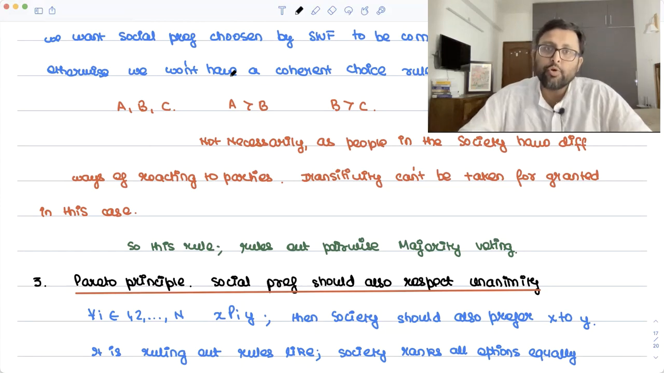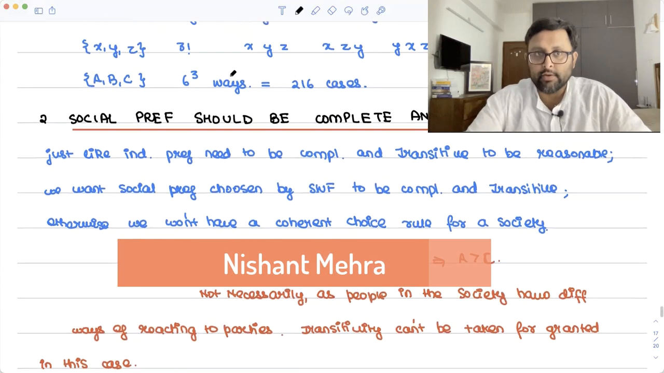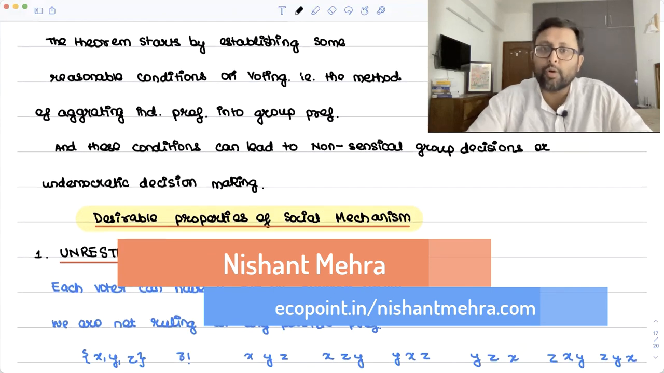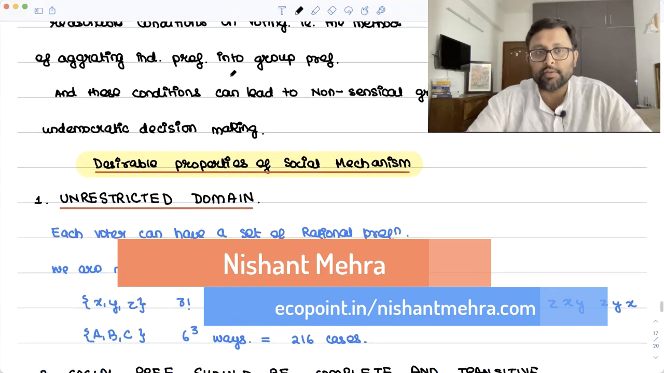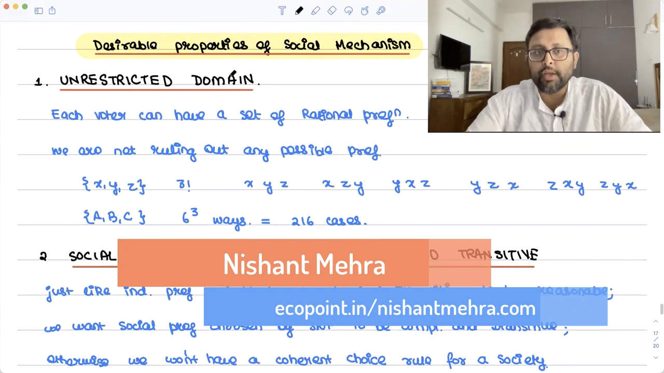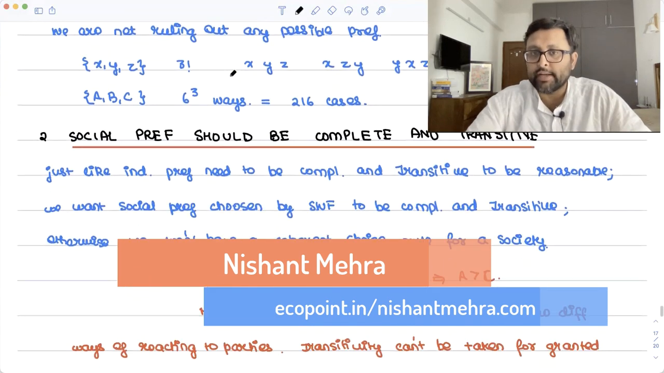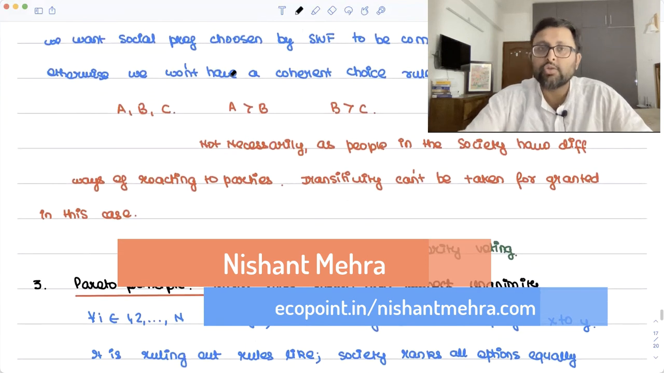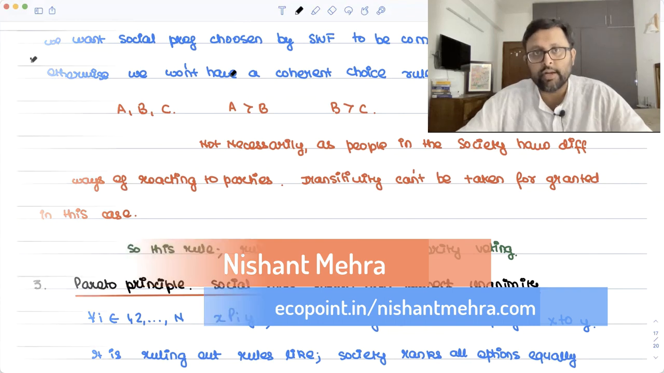So yesterday we were talking about Arrow's Impossibility Theorem, right? And we defined a few properties of the social decision mechanism, which were unrestricted domain, social preferences should be complete and transitive, and the Pareto principle, right? So today we're going to take the discussion further, and we're going to talk about the two other remaining properties, and we'll see what we mean by this impossibility in Arrow's theorem, right?